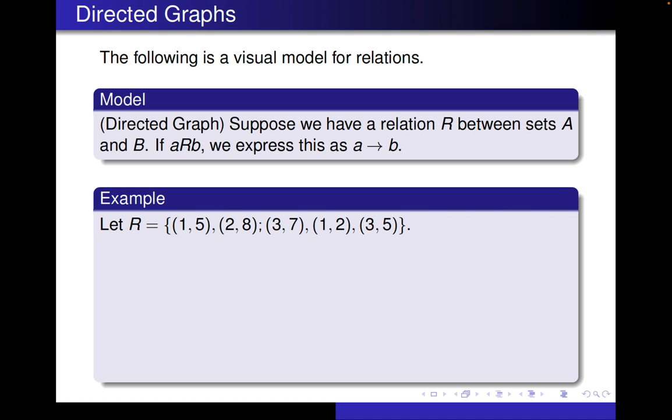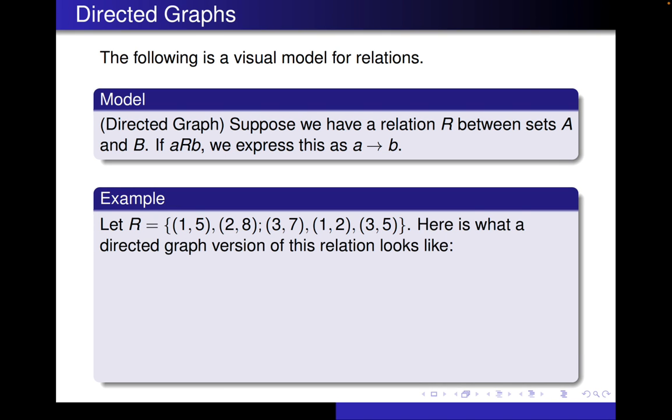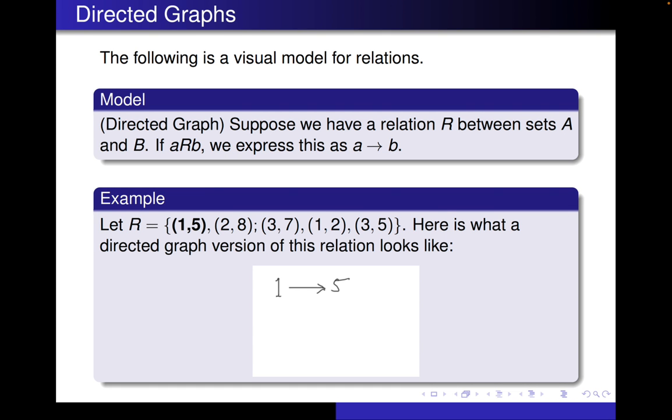So here's an example of a relation as expressed using ordered pairs. So 1 is related to 5, 2 related to 8, 3 to 7, 1 to 2, and 3 to 5. If we want to express this as a directed graph, here's one way we can do it. So if we take that first ordered pair, 1, 5, that means 1 is pointing at 5. So we have 1 and 5 with an arrow originating at 1 and ending at 5. If we do the same thing with 2 and 8, 2 is related to 8, we have an arrow between 2 and 8. 3 is related to 7.